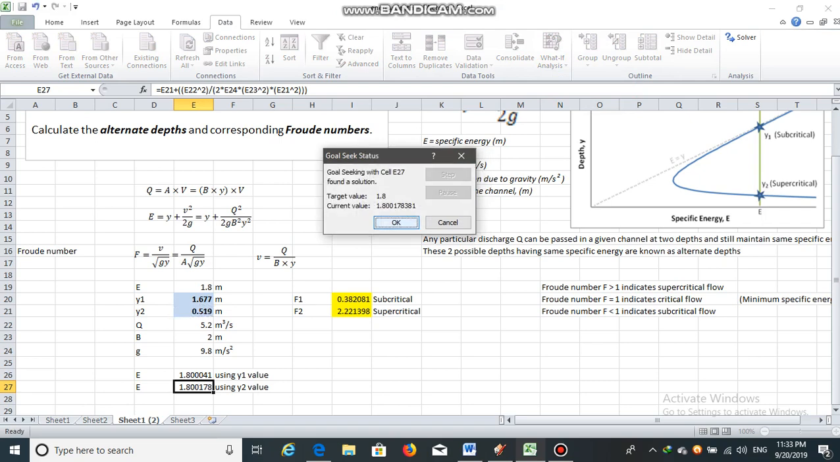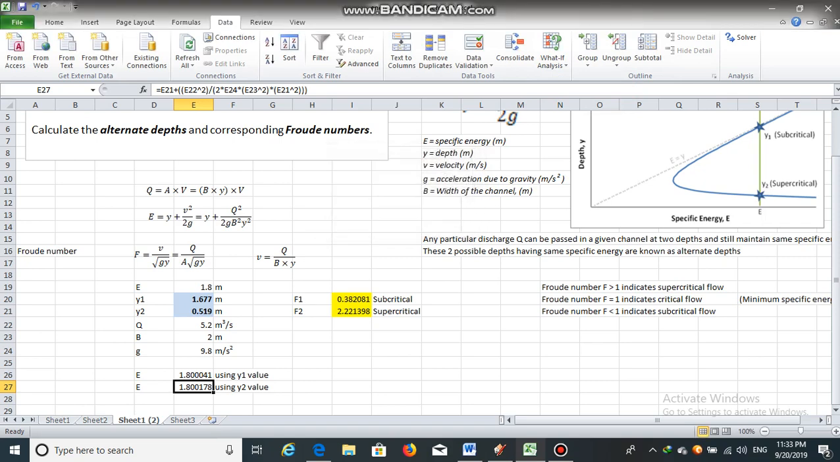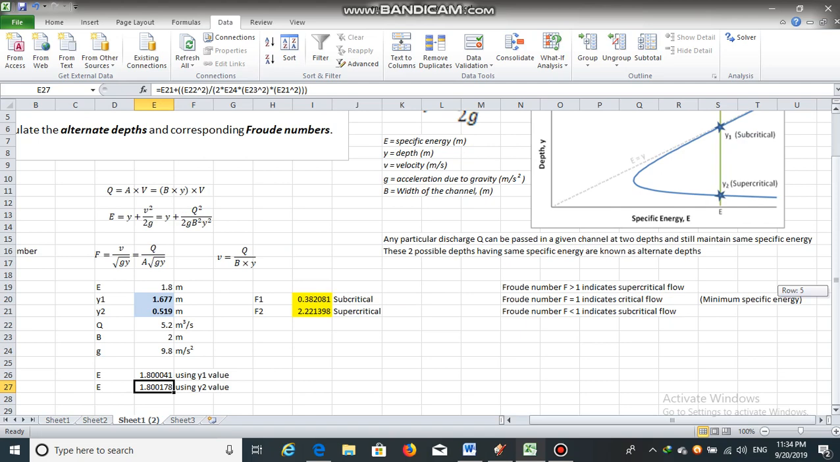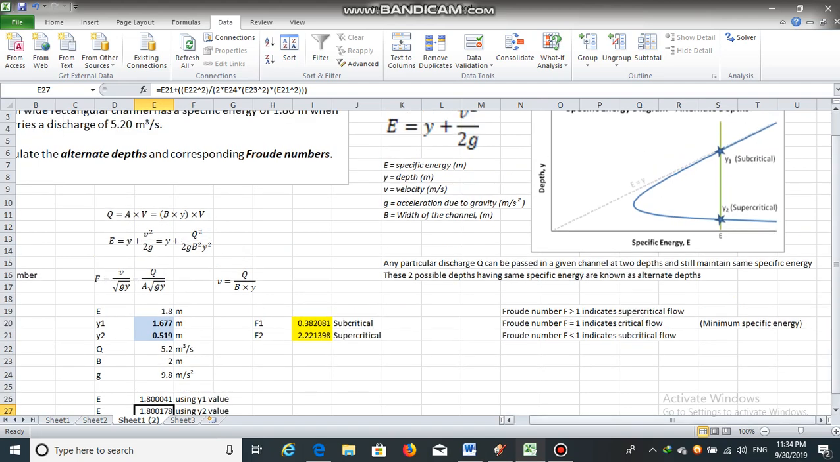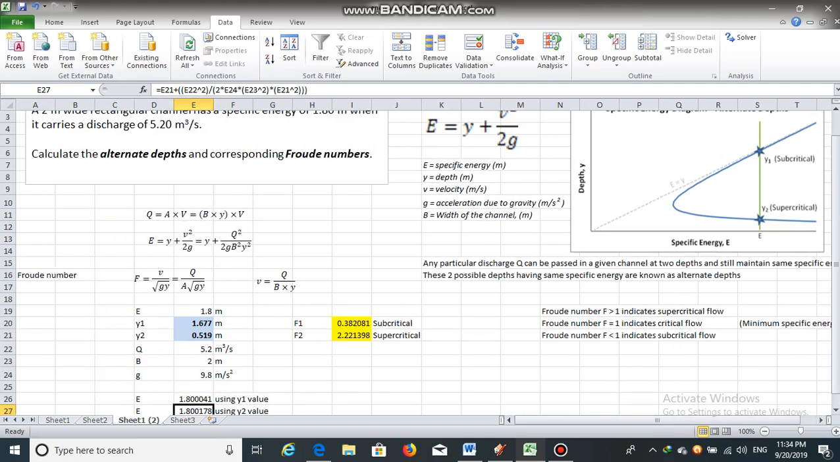So 0.519. So we have obtained two values, y1 and y2. These are the alternate depths, 1.677 and 0.519. Also calculate the corresponding Froude numbers.